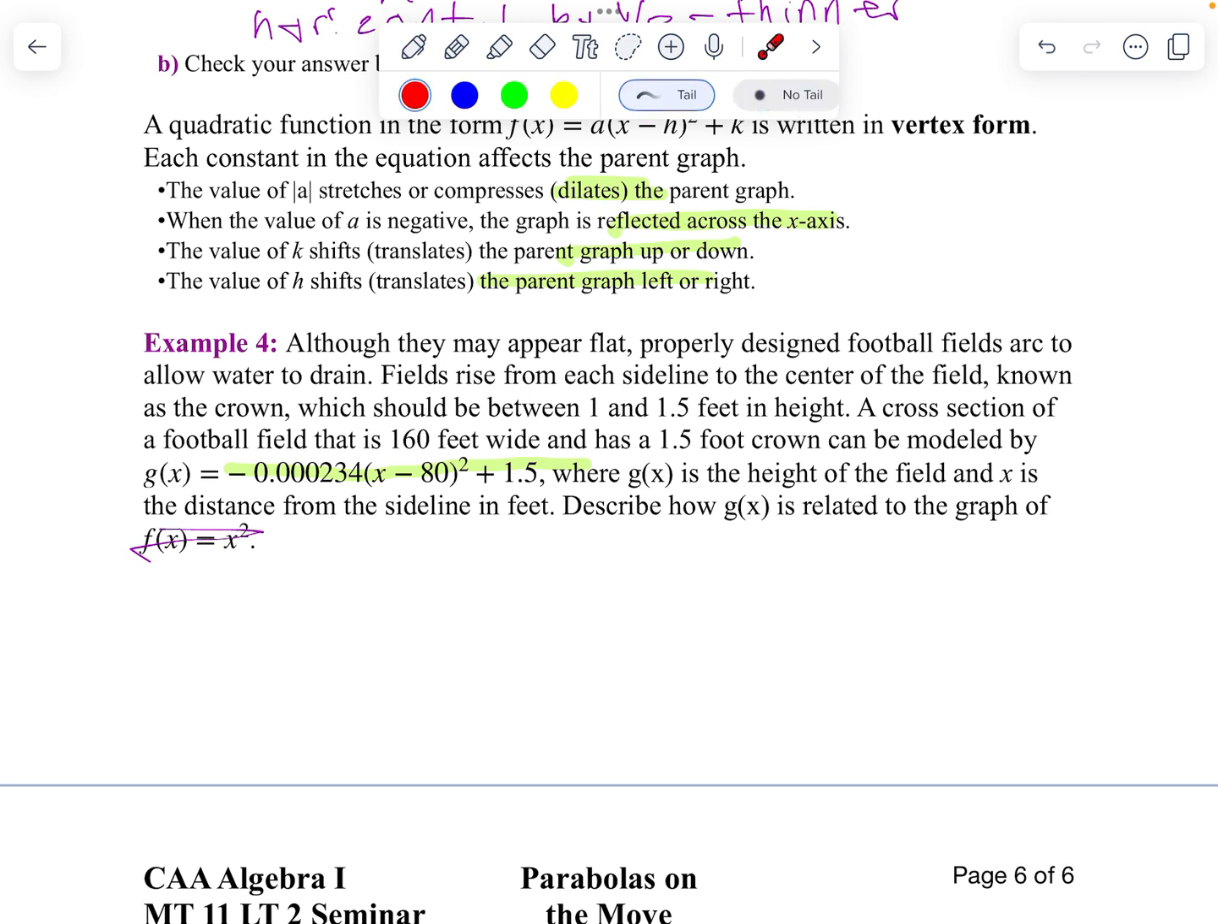Okay, first off, notice we got that ridiculously small number. So in other words, it's going to make my graph, my parabola, very wide. So it's going to get wider than x squared, with 0.00234. It's a very wide parabola. Now the negative means it's going to be a sad parabola. It's going to open down, and that should make sense because I want it to drain. So in other words, my field is going to look like that.